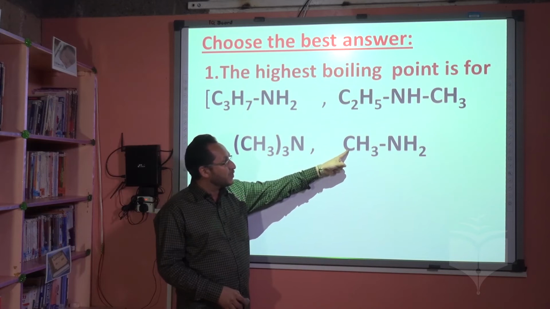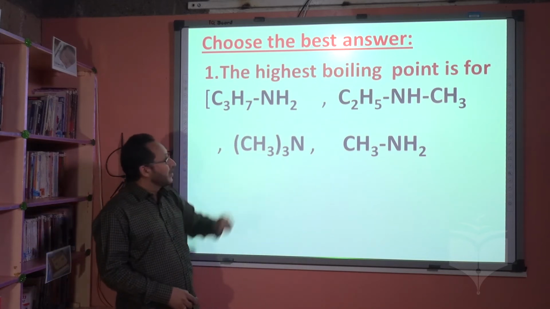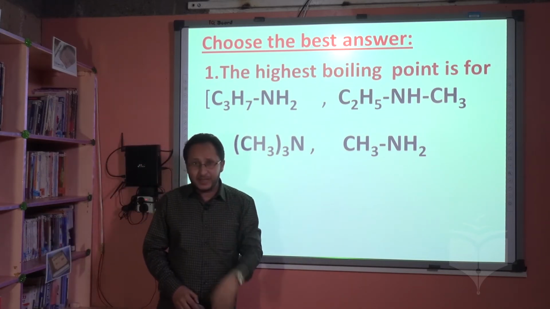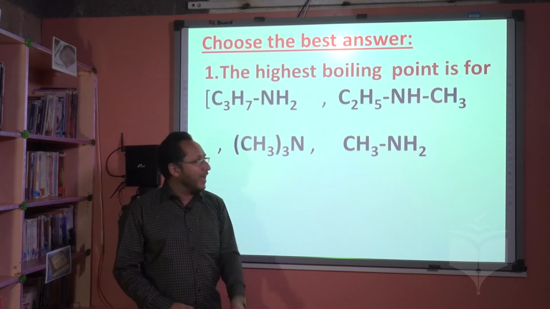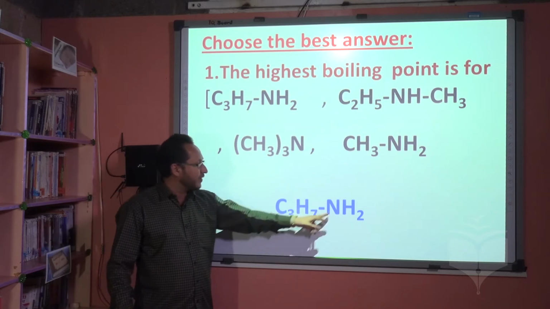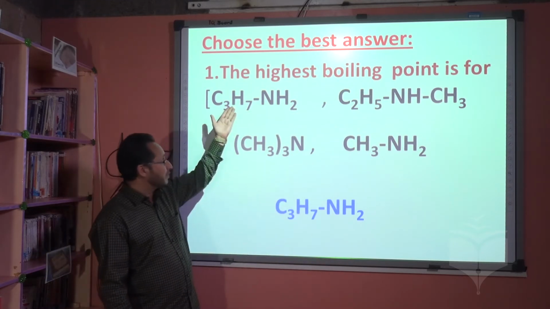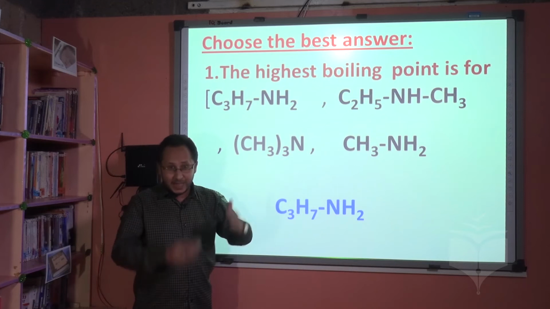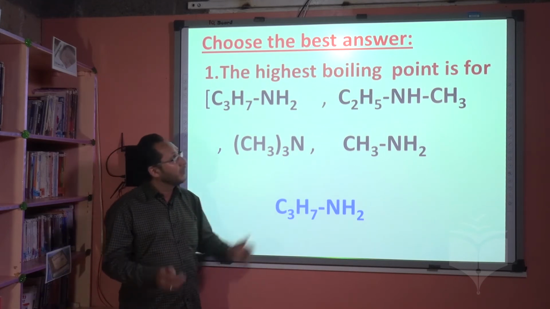Now, this one has one carbon atom, and this has 3 carbon atoms. In this case, I'm sure you get the answer. So what is the answer now? Yes, it is C3H7NH2 because it is primary amine and also it has the higher molecular mass.